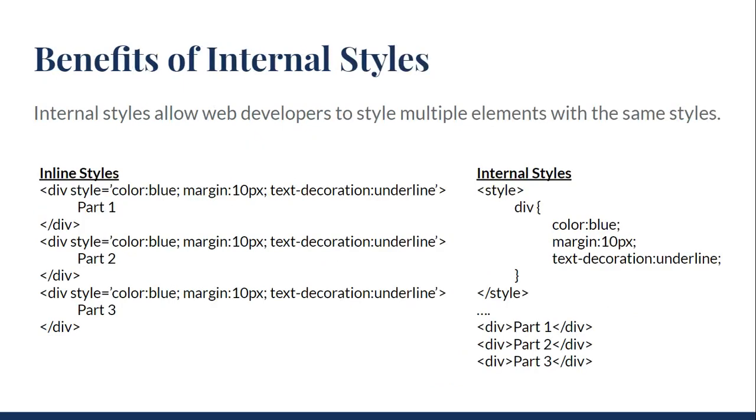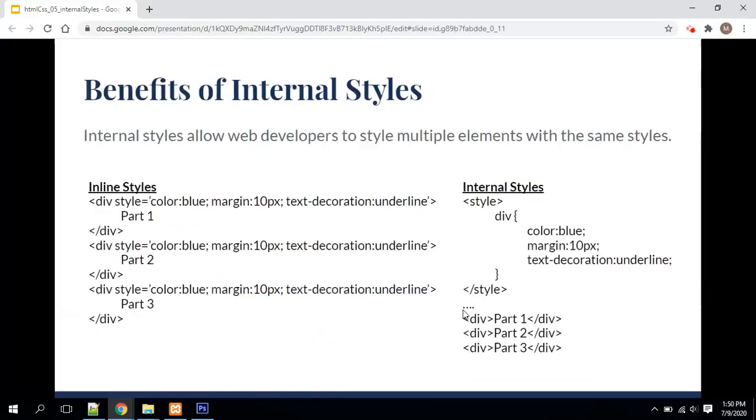So benefits of internal styles, they allow us to style multiple elements with the same style. So if I had a situation like what you see on the left, which is the way we would have done it previously, using the style attribute and doing inline styles, I had to write the same thing for each one of those divs: color blue, margin 10 pixels, text decoration underline. Now, when I make that an internal style, I apply that rule to all divs. So any div that I write is going to be blue, margin 10 pixels, and text decoration underline.